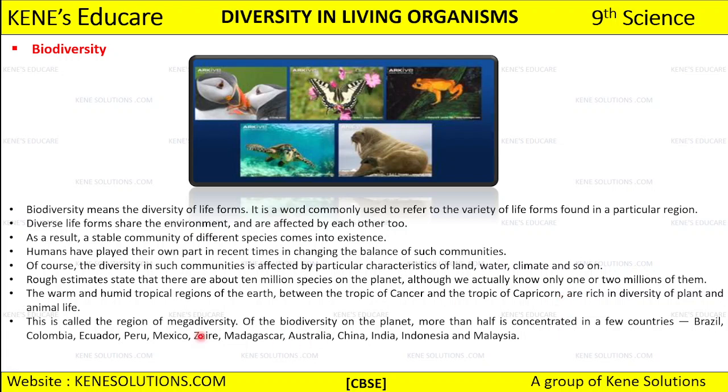Okay, so the warm and humid tropical region of the earth. Our earth has which kind of region? It has a warm and humid tropical region, right? And why is it so humid tropical? Because it exists between the Tropic of Cancer and the Tropic of Capricorn.